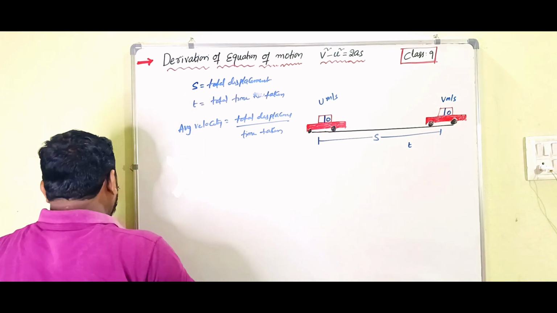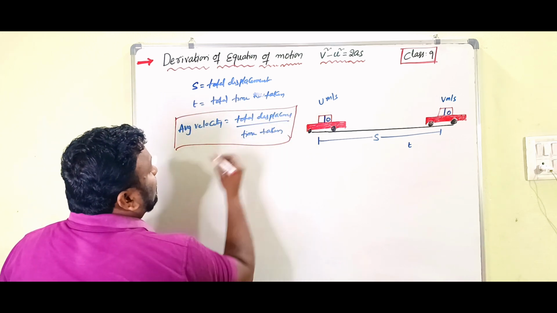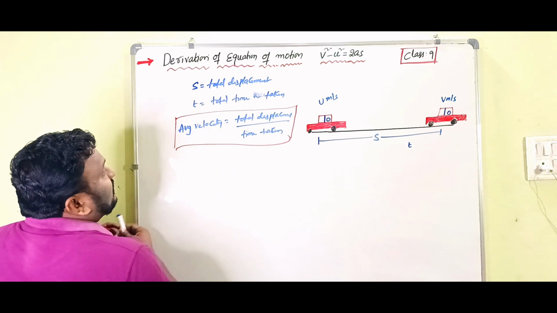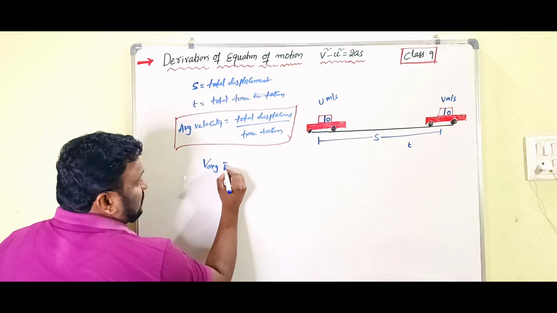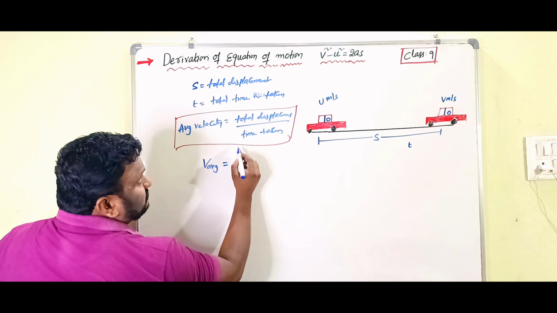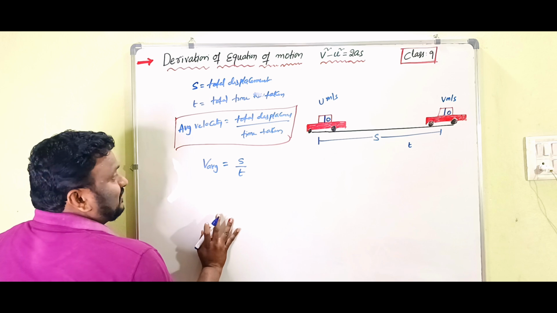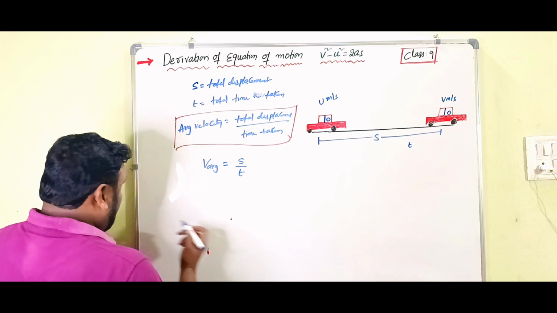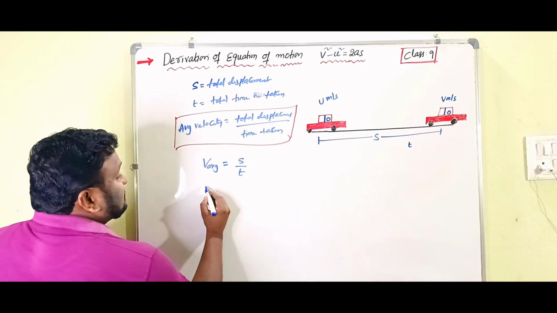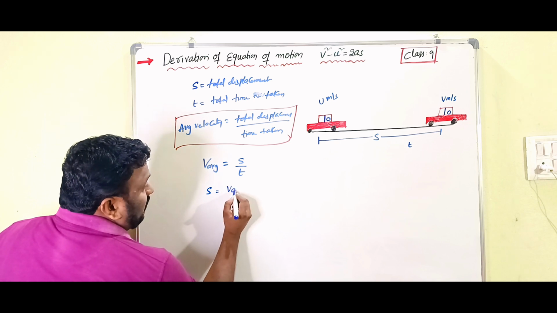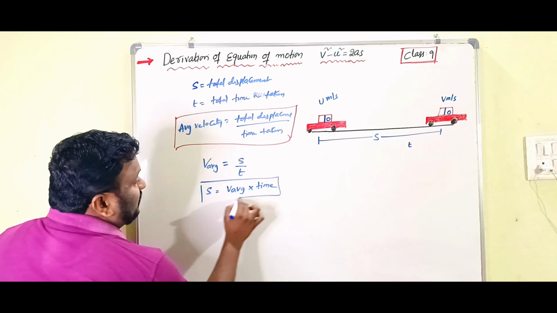So again we are going to use that formula, children. Average velocity is equal to total displacement by time taken. So here we represent average velocity as V average, which is total displacement by time taken. So from that we write s is equal to v average into time. S is equal to v average into time.